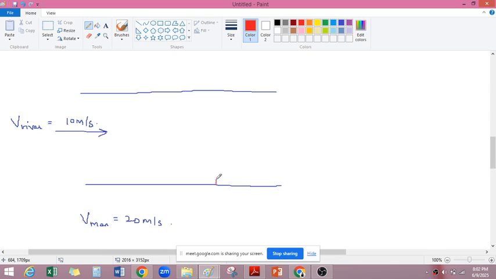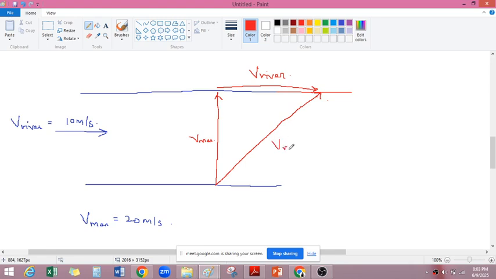If the man is swimming like this, I will call this V man. But you know that the river is going to keep on pushing him, so he will land up somewhere here. Are you able to imagine what I'm saying? So this is your V resultant. The V river is acting this way. Somebody is pushing this way, somebody is pushing this way, which means the man is going to go this way. When I said somebody is pushing, in this case the swimmer is pushing himself, while the river is pushing the swimmer. So this is your V resultant.